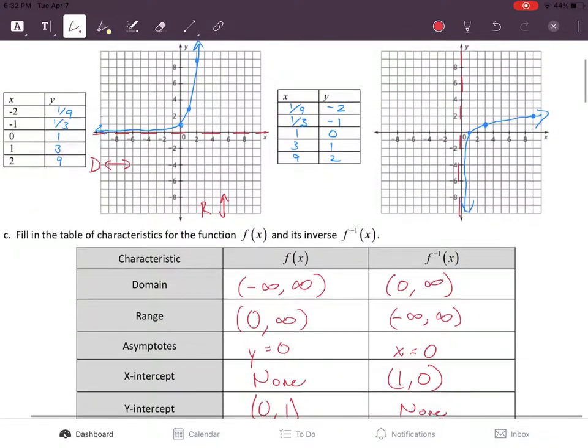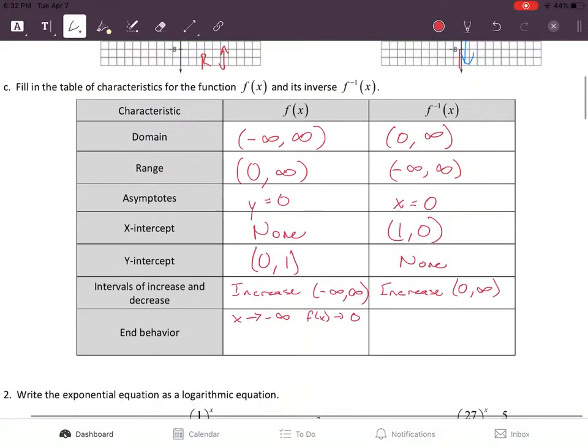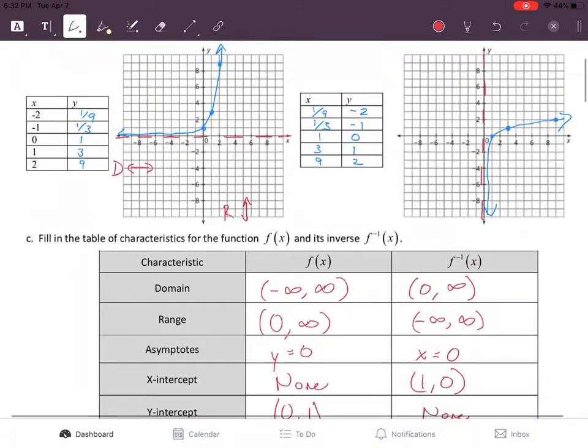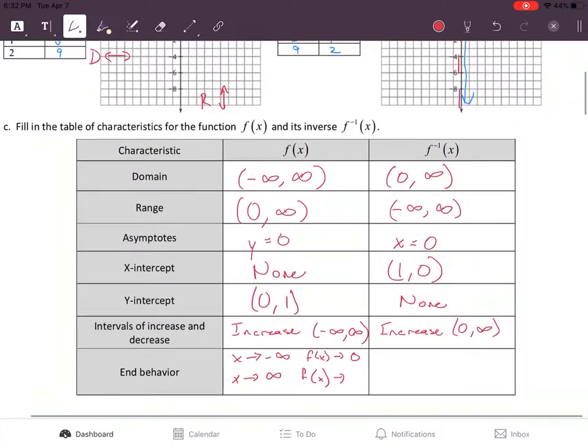As the graph goes to the right towards positive infinity, so as x approaches positive infinity, the f of x function approaches, well, the graph is going up towards positive infinity. So as it goes to the right, it goes up.